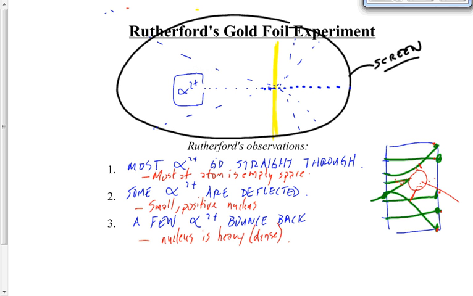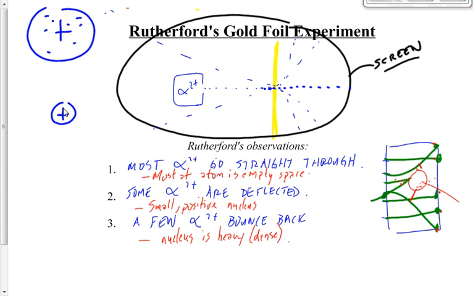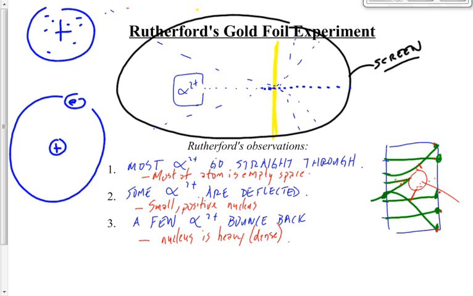So what do we got here after all of this? This was our model of the atom: a bunch of electrons floating around in a sea of positive charge. Now, this is our model of the atom. We have a small, dense, positive nucleus. Well, there's still electrons. Where are the electrons? They're just orbiting around this small, dense, positively charged nucleus.